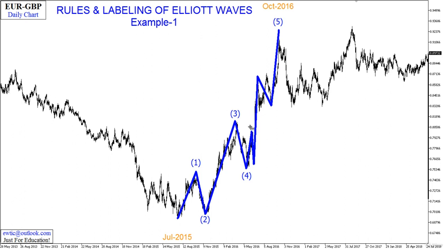We have wave 1 of 5, 2 of 5, 3 of 5, 4 of 5, and 5 of 5. Please note the labels that I have put here, as we have seen that the big degree will be labeled in brackets and the small degree will be labeled as naked numbers. An even bigger degree will be labeled in circles. Let's have a look at one more example.